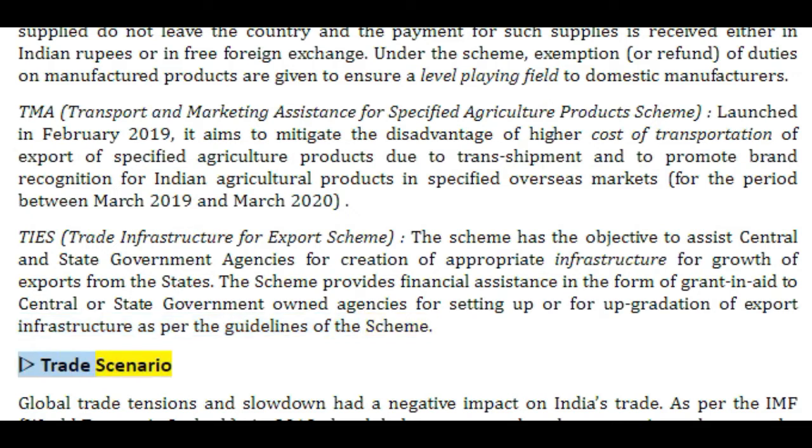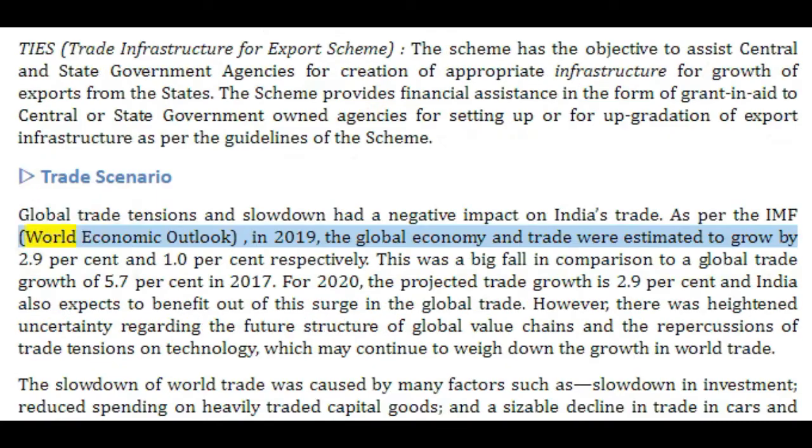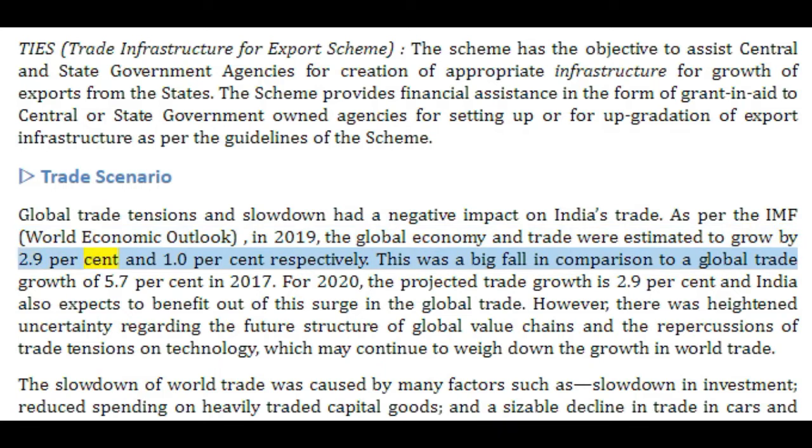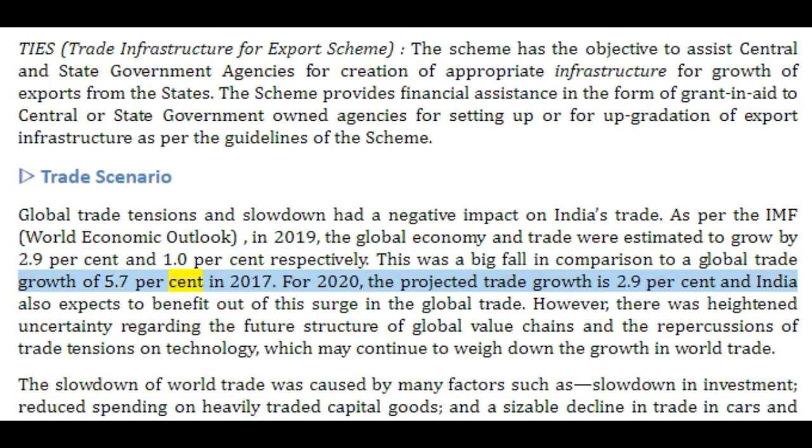Trade Scenario. Global trade tensions and slowdown had a negative impact on India's trade. As per the IMF World Economic Outlook, in 2019, the global economy and trade were estimated to grow by 2.9% and 1.0% respectively. This was a big fall in comparison to a global trade growth of 5.7% in 2017.